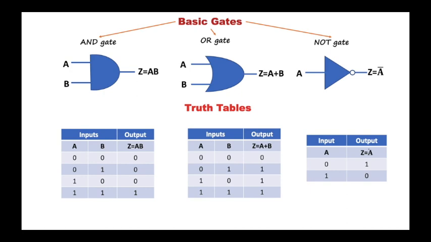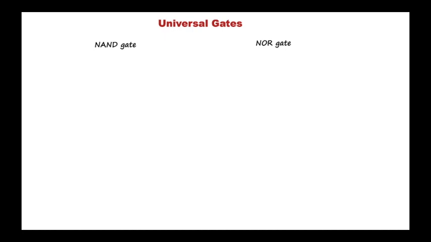Except these three basic gates, there are also four different types of gates: NAND gate and NOR gate, which are universal logic gates, and also XOR gate and XNOR gate. So let's first discuss universal logic gates. From the word universal gates, you must be able to understand that using these two gates, you can construct any one of the basic gates. Not only the basic gates, you can also construct XOR gate, XNOR gate, or using any one of these gates, you can construct entire combinational logic circuits.